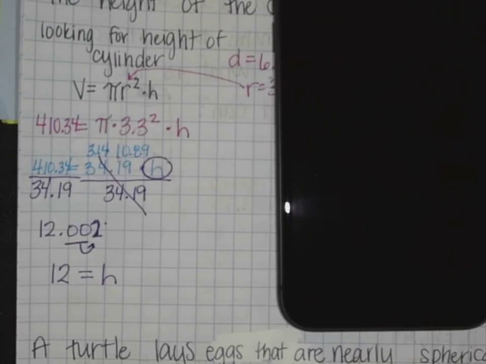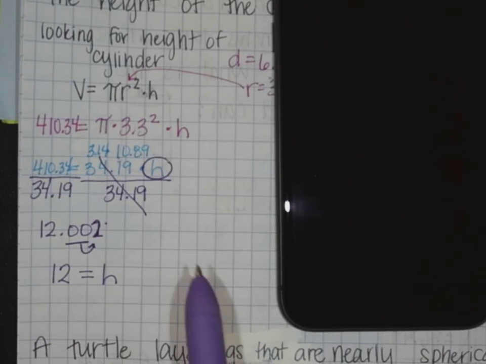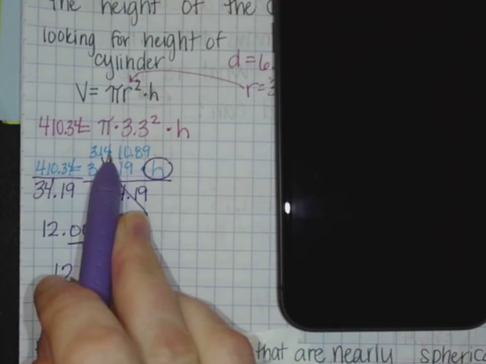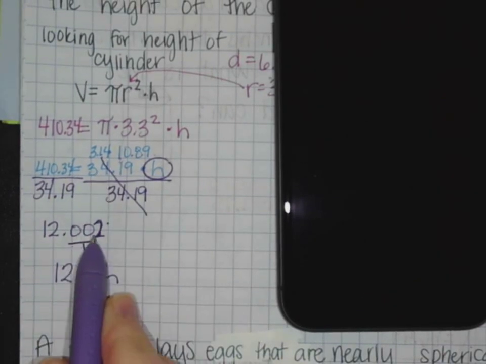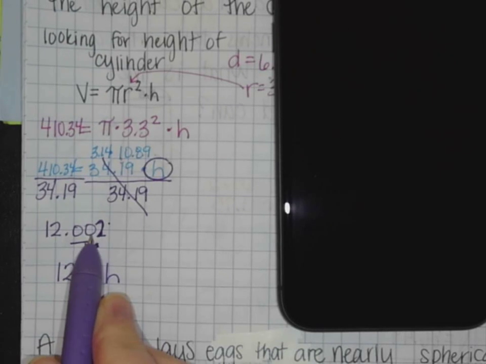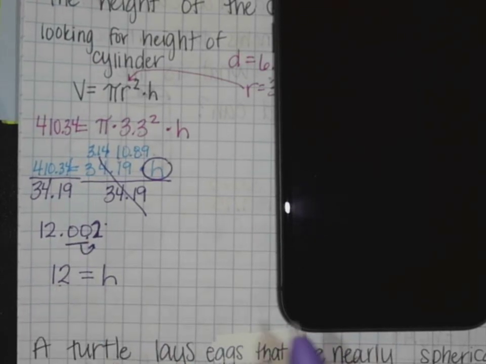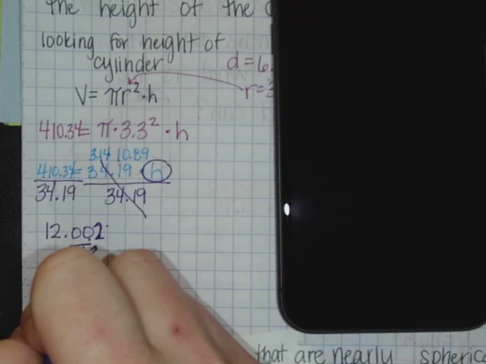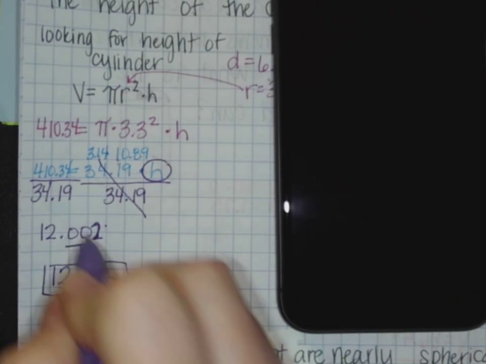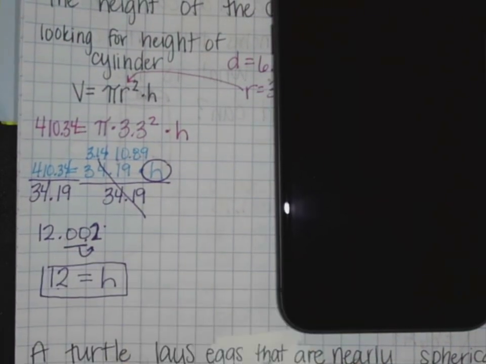So do you guys see that? Because we used 3.14, which is 2 decimals, I only want it to have 2 decimals. That 2 makes that 0 stay, so it's just 12.00 or 12. If you're thinking about money, 12.00 in your bank account is the same thing as having just $12.